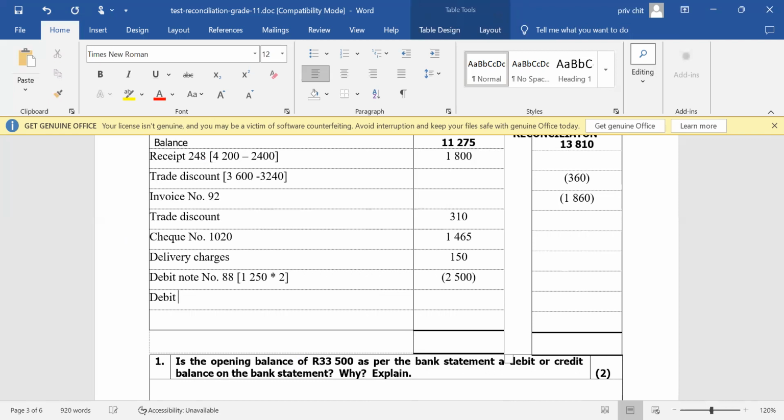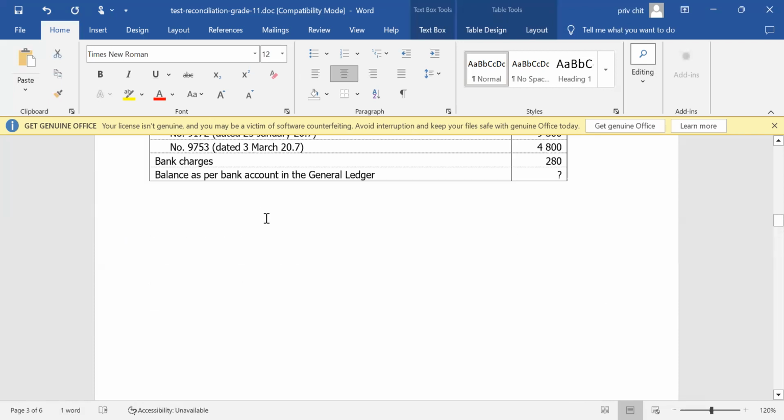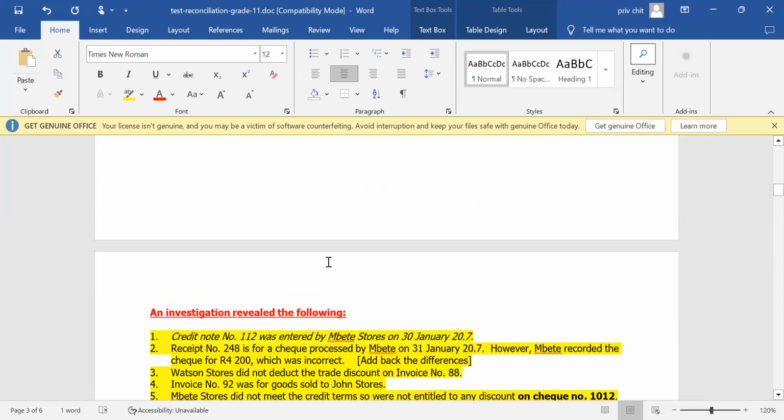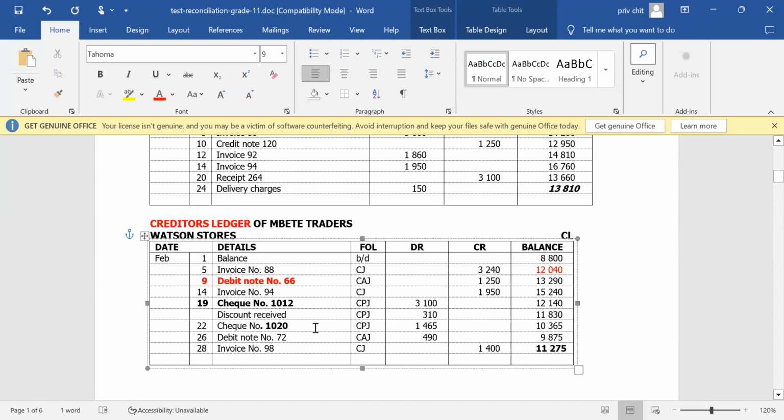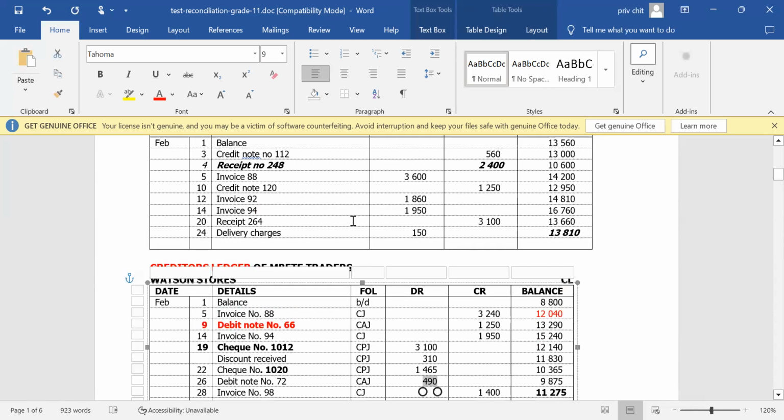Debit note number 72. How much is the value? I didn't check. I think it's 490. The value is 490. Let me show it to you. There it is, 490. It's supposed to reduce, but they did not record it then.